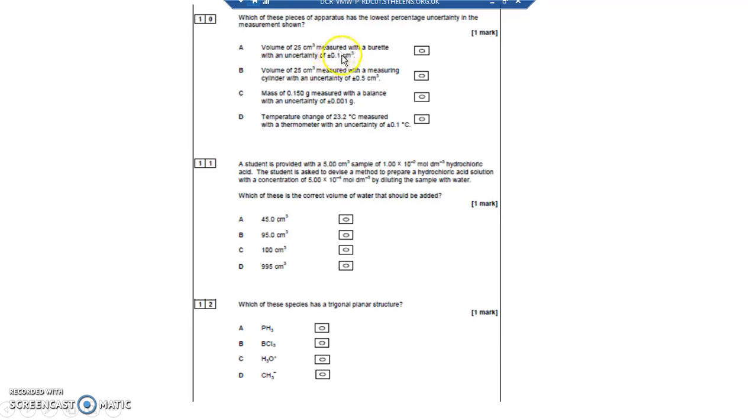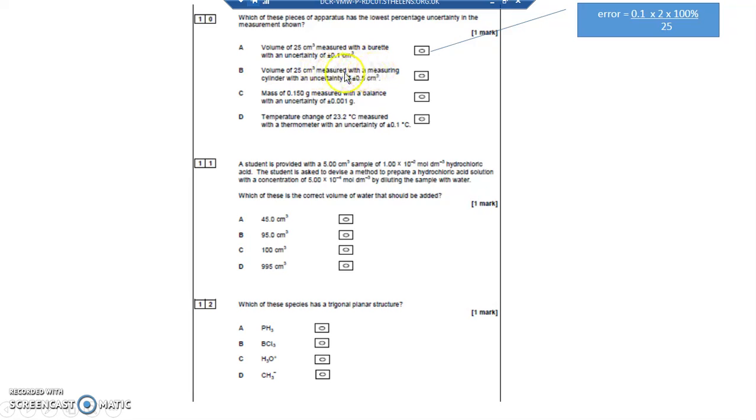So you take 0.1, which is the error, and multiply by the number of readings, which is 2, because two readings, each with a 0.1 centimetre cubed uncertainty, could then have an uncertainty of twice that value, 0.2. You divide by the volume that you're measuring out, and multiply by 100. So it's the error divided by the measurement you're taking, multiplied by 100. So 0.1 times 2 divided by 25 multiplied by 100%.